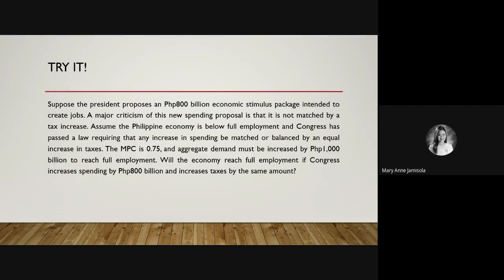Thus, the net effect of the spending multiplier and the tax multiplier is an increase in aggregate demand of 800 billion. If you said that the Congress has missed its goal of a 1,000 billion boost in aggregate demand by 200 billion and has not restored full employment, then you are correct.